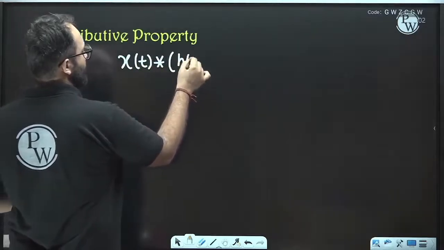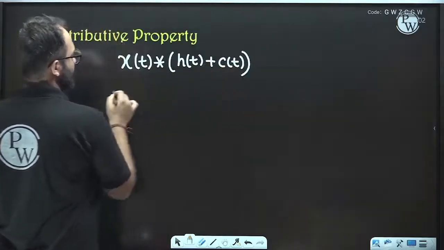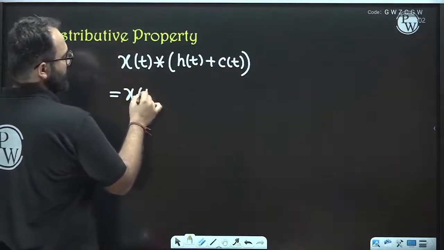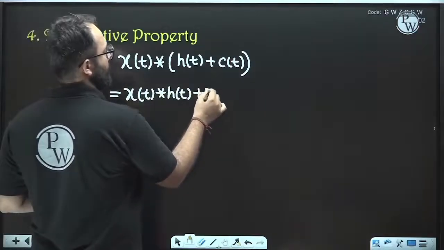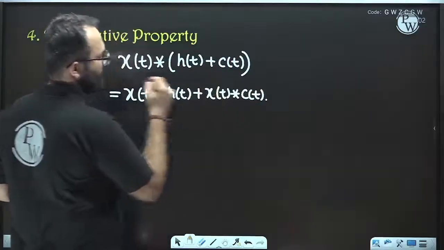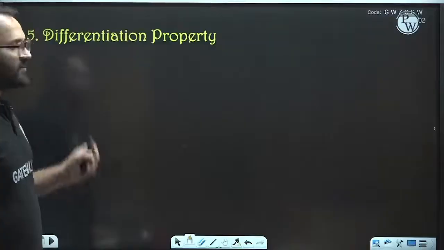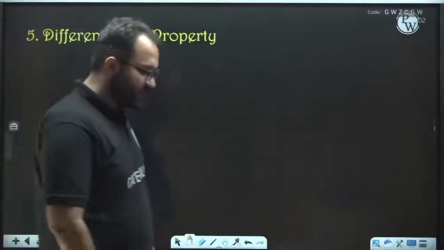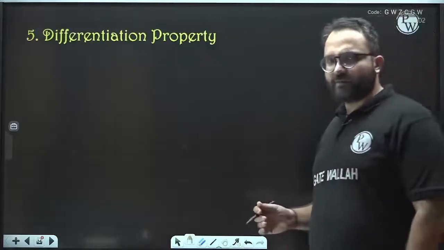x(t) convolve (h(t) plus c(t)). This can be written as, we can distribute it. Okay, we can distribute it. Next, differentiation property. So differentiation property can be used many a times. It's a very simple property.